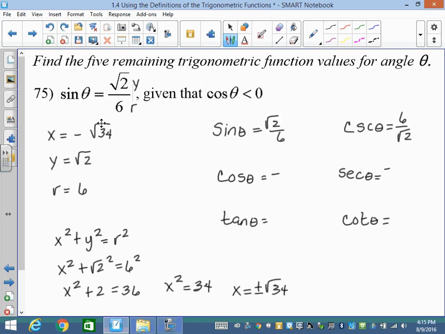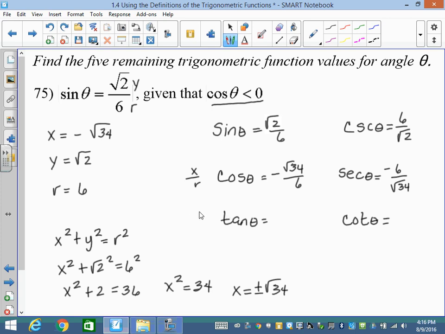Now, no, we cannot reduce this any more than that. The only thing I want to throw out there is I didn't have to decide because I was told here cosine was going to be less than 0. So remember, cosine is x over r. So this is negative square root of 34 over 6. And so this guy here is going to be 6 over square root of 34.